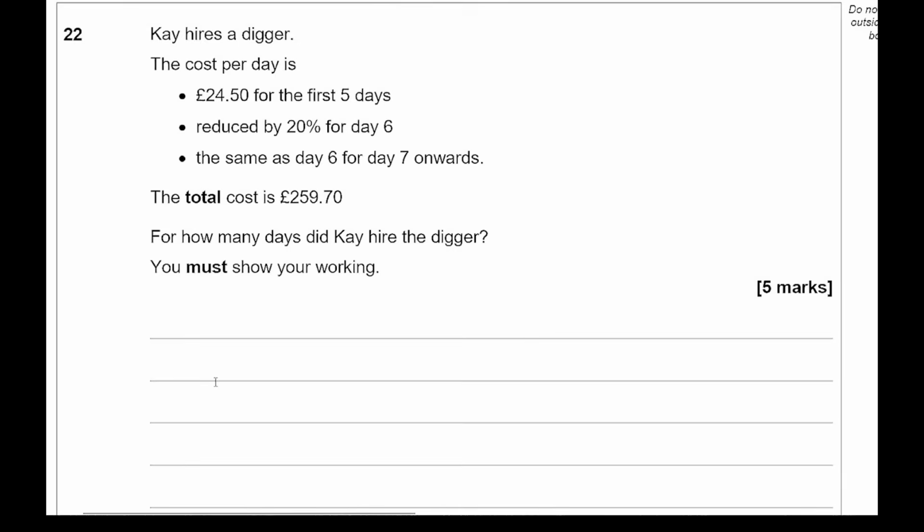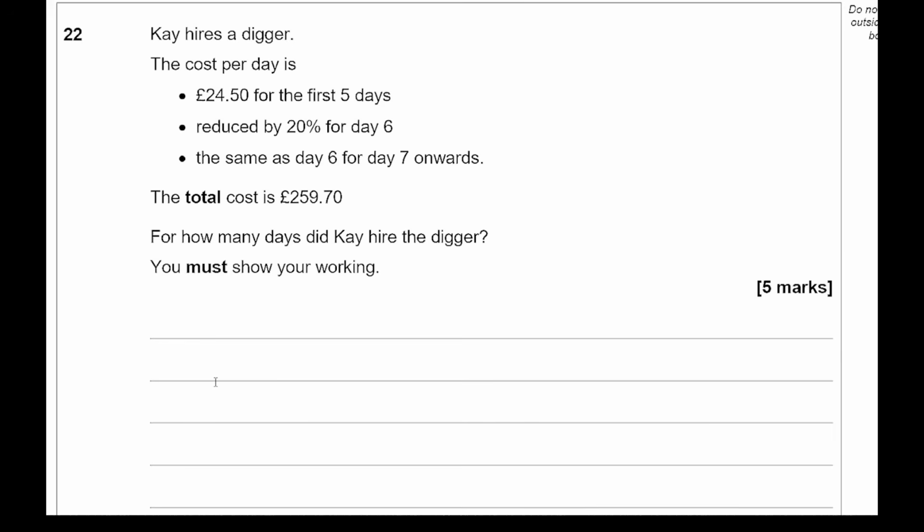Moving on to question 22, which is another 5 mark question. It says K hires a digger. The cost per day is £24.50 for the first 5 days, reduced by 20% for day 6, and it's the same rate as day 6 for day 7 onwards. The total cost is £259.70. For how many days did K hire the digger?